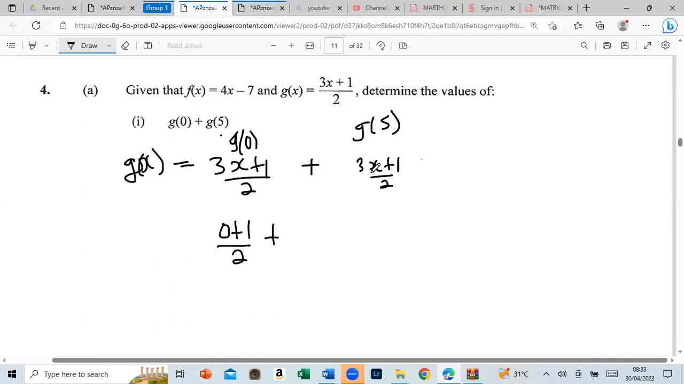All right, so 5, we're going to substitute 5, right? So it's going to be 3 times 5. That's why I think this should have been 3 marks though, because you have to do a lot of steps.